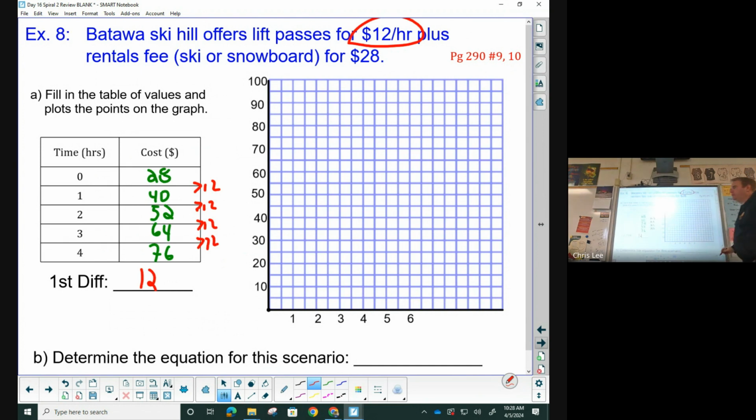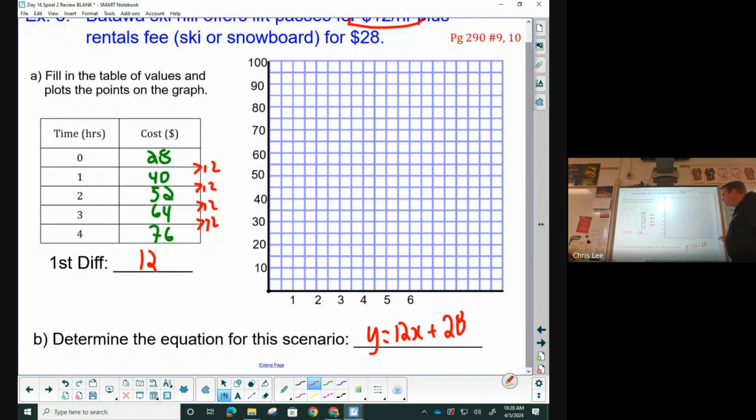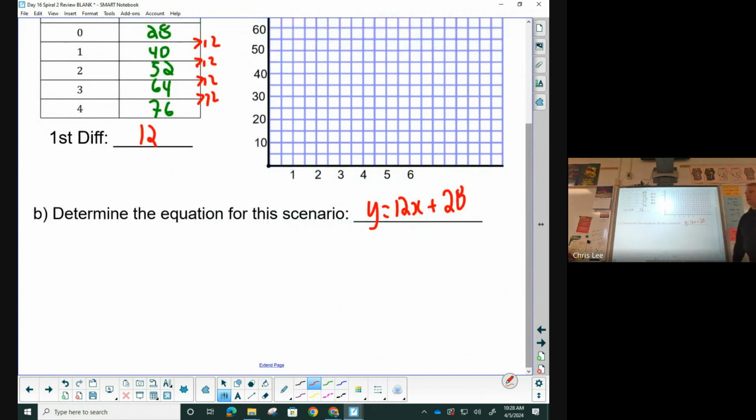I'm going to go right down to the equation now then. You know it's $12 per hour. First difference is 12. So the equation is y equals 12x plus 28. Okay? So we started off with ones that didn't have a flat rate, and we just said y equals 12x. Remember, we had the Twix and the racing car and the duplicates and the tricycles. It was like 3x, 2x, 24x. This one is 12x, but of course it has a flat rate, so we know we have to add the 28.